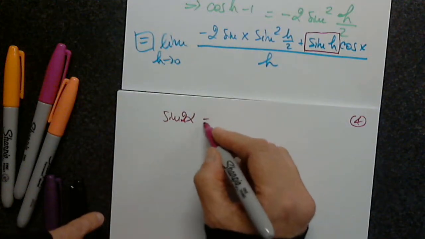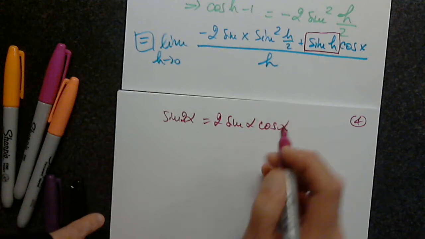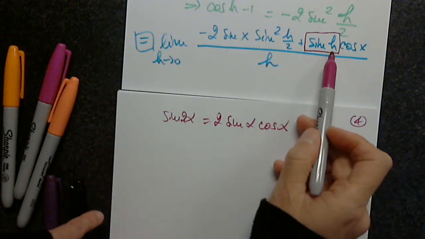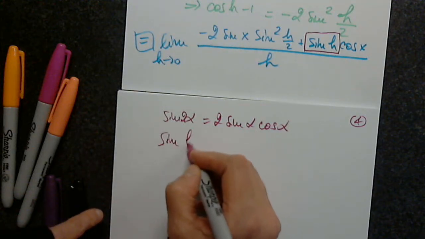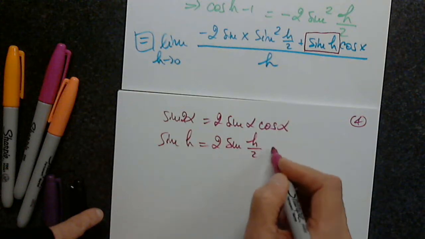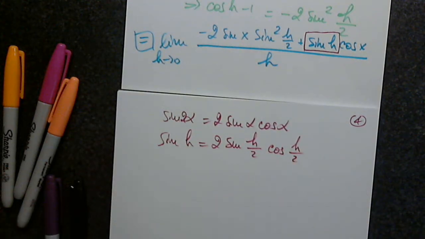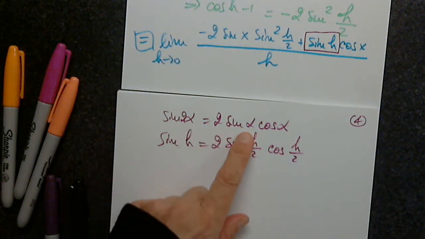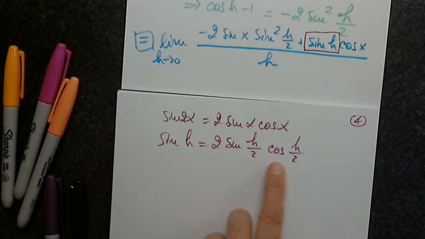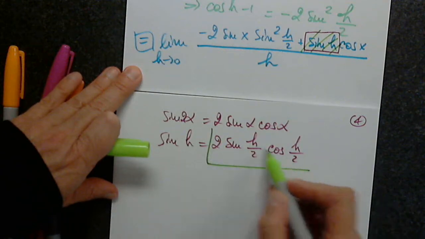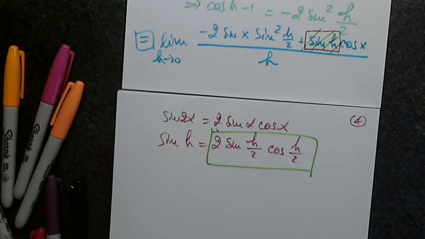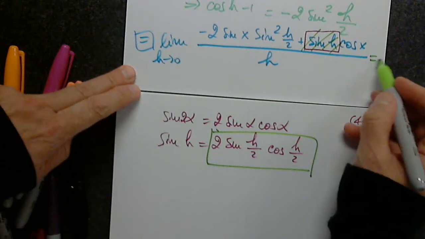Sine twice alpha equals 2 sine alpha cosine alpha. But since I have h, then this will be h over 2 and this will be h over 2. Sine h is 2 sine h over 2 cosine h over 2. Why? Because if I have 2 alpha, then the arguments become alpha. If I have h, then the arguments must become h over 2. So I will replace this piece by this, and then I continue.